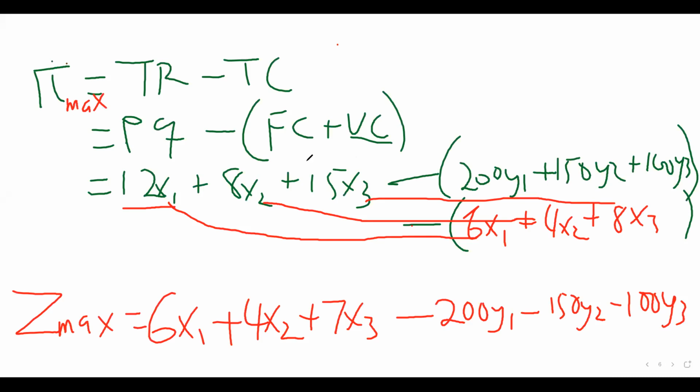Somebody is asking, where was the 7x3? Now the 7x3 came from the 15x3, which has a like term, the 8x3. So 15 minus 8 is 7x3. 15x3 minus 8x3 is 7x3. We're just doing like terms. All right, on the basis of this, we can now move ahead and write our constraints.